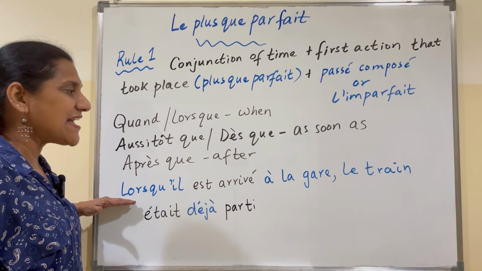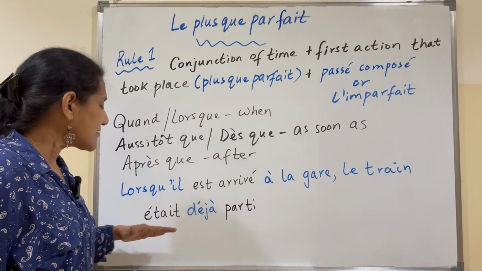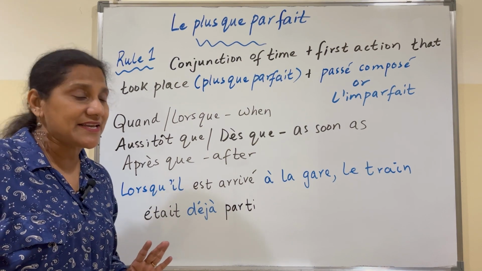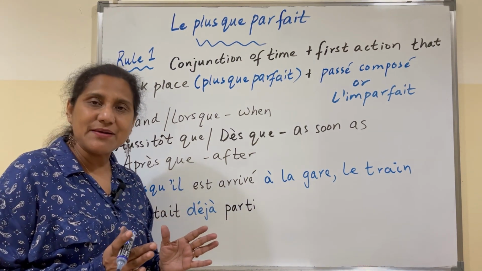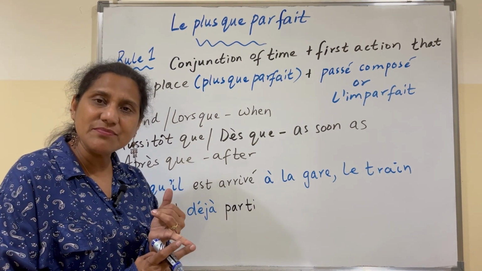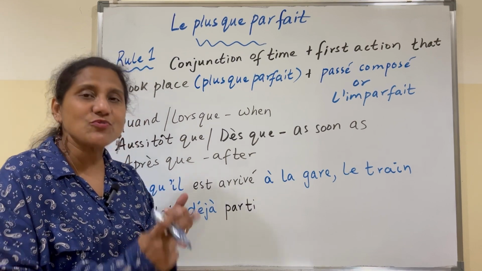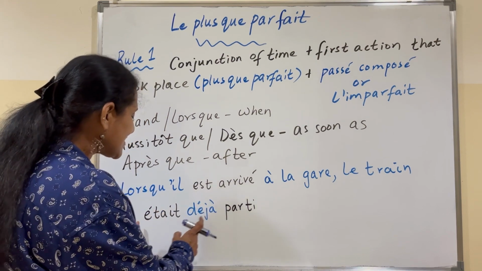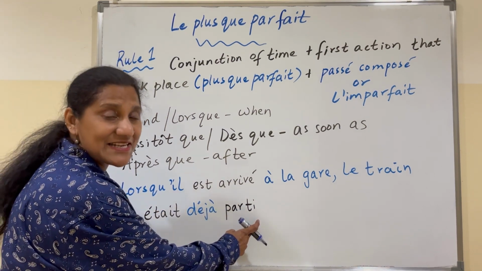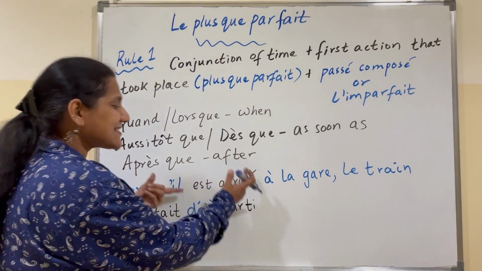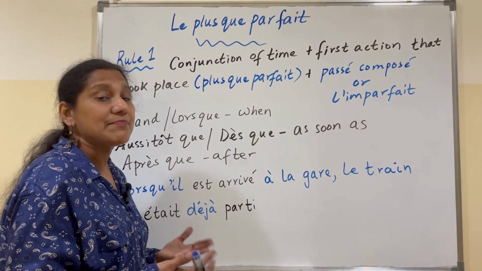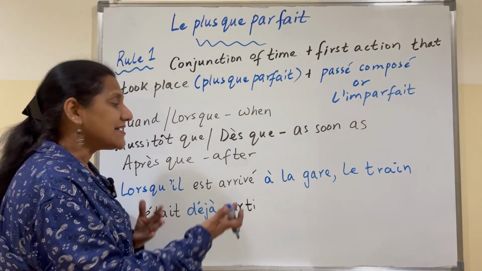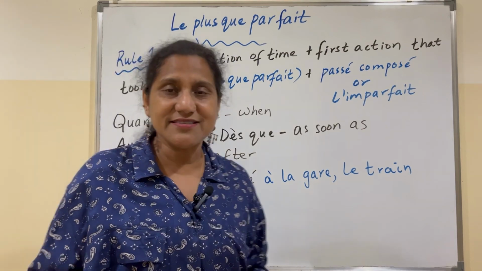So let's take an example. Lorsqu'il est arrivé à la gare, le train était déjà parti. So there are two actions taking place. He went to the station, but the train had already left. So we have to see the first action that happened, the train left. So that is going to be conjugated in plus-que-parfait, and the second action will be conjugated in passé composé or l'imparfait depending on the situation.